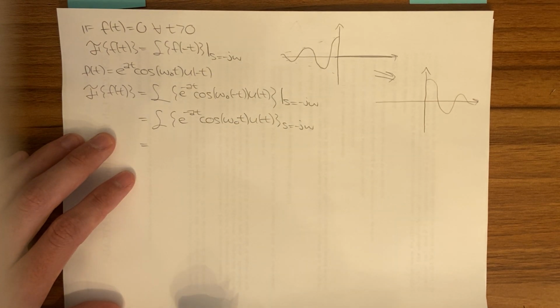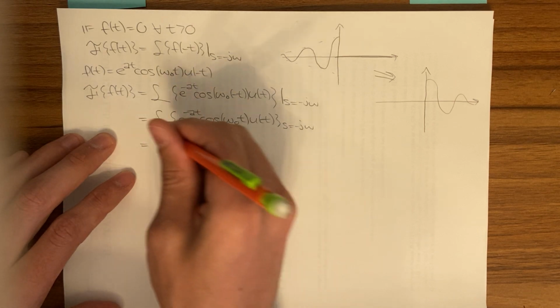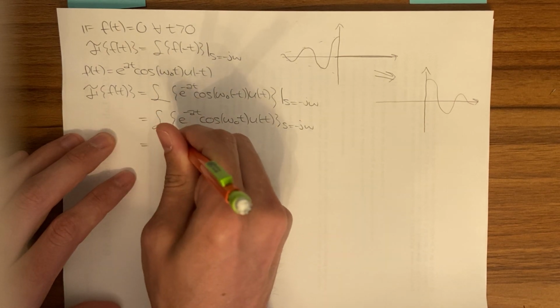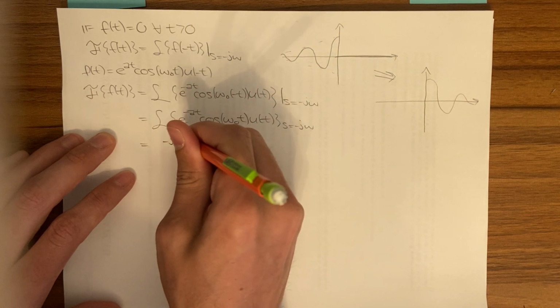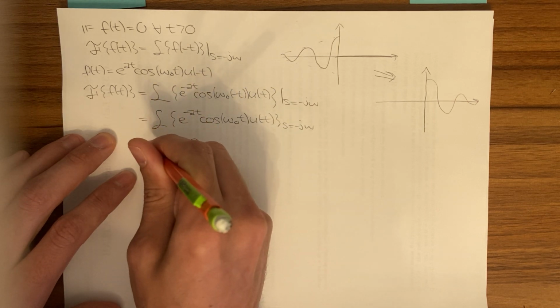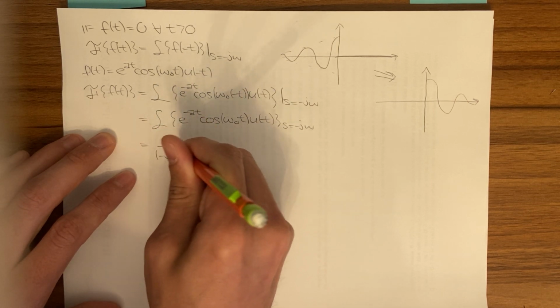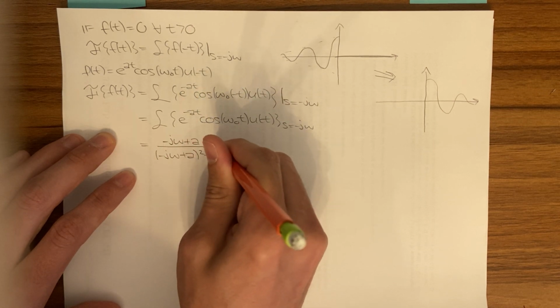And we know the Laplace transform of this. And so we end up with just, replacing all the s's in the Laplace transform with minus j omega, minus j omega plus a, all over minus j omega plus a, squared, plus omega naught squared.